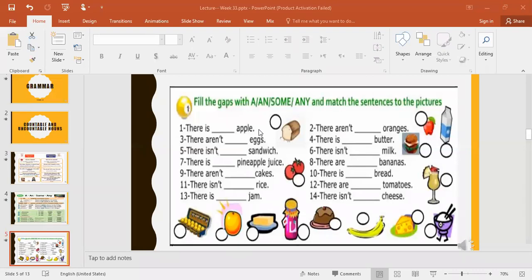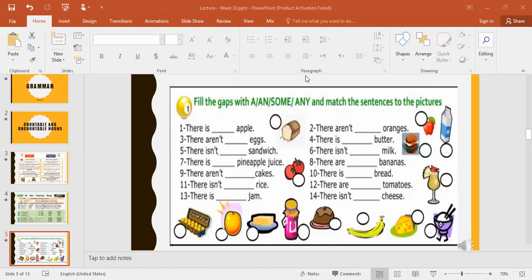There is an apple. There is an apple. Very good. Number 2, yes, Jude. There aren't any eggs. Yes. Any oranges. But number 2, yeah, Jude, like I told you, it's next to it. But anyways, number 3 is correct. Also, there aren't any eggs. So both of number 2 and 3, there aren't any oranges. There aren't any eggs. Very good, Jude.